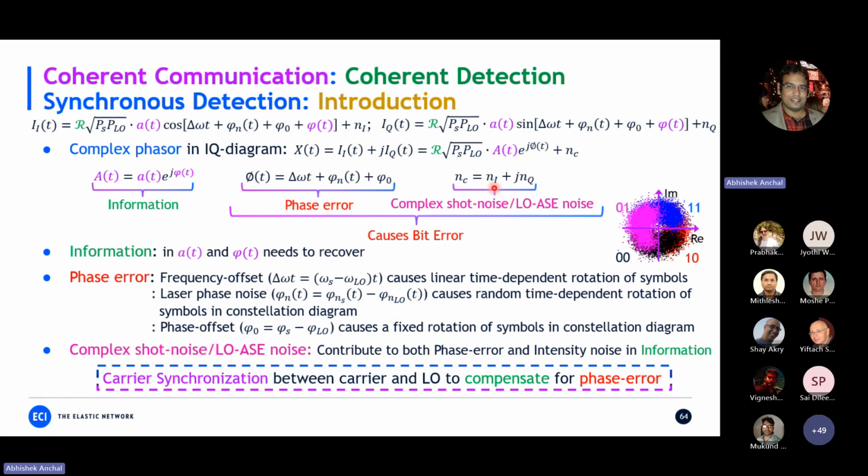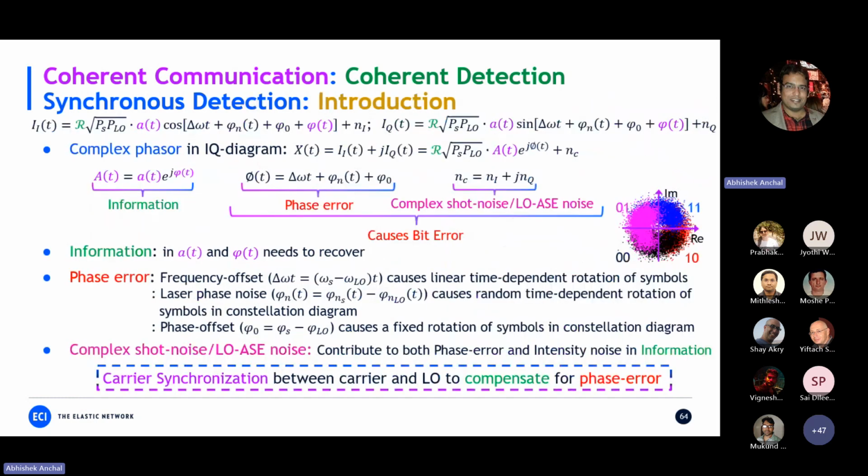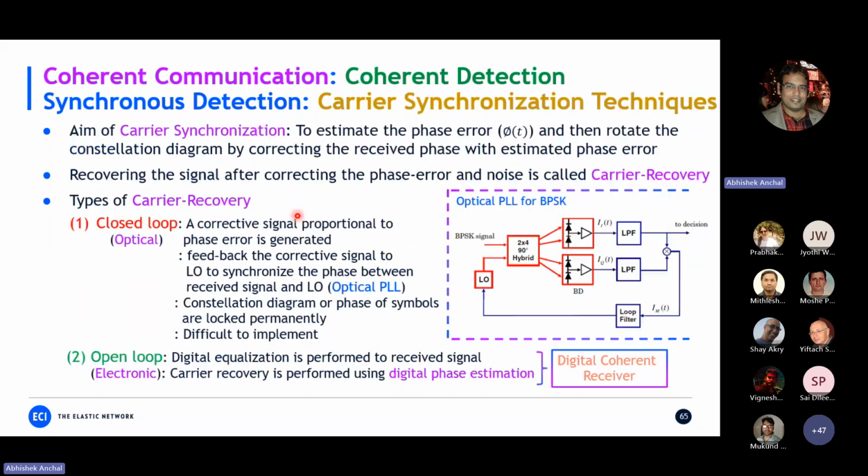And then the complex shot noise, what we discussed from the photodetector, can contribute both to the phase and intensity level. So synchronous detection needs to do what is called carrier synchronization. What is the meaning of carrier synchronization? It tries to synchronize the local oscillator and carrier to compensate for all this phase error. So the aim of carrier synchronization is to find out what the phase error is. And once we find out the phase error, we can rotate the constellation in the opposite way of the phase error, and we can recover the original signal.